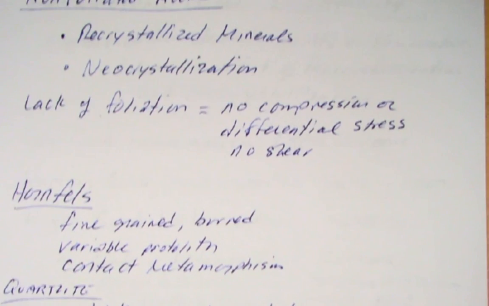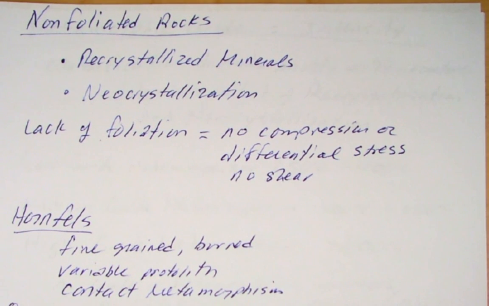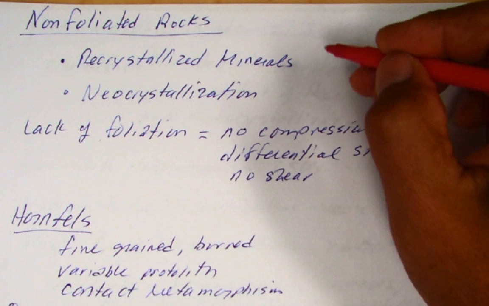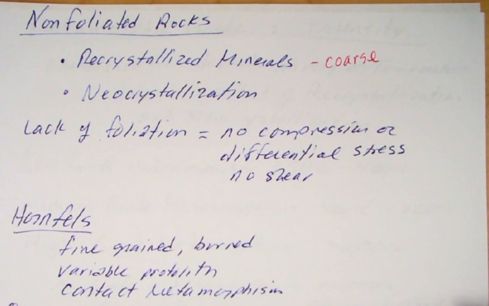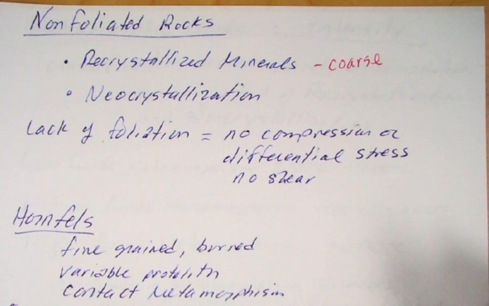Now, looking at the non-foliated rocks, we're going to recrystallize the minerals, right? So basically, we're going to get some coarse minerals, some bigger minerals. A good example is marble. Marble is a beautiful rock because it has nice big crystals of calcite. Well, the protolith of marble is limestone, which is a fine-grained calcium carbonate, right?